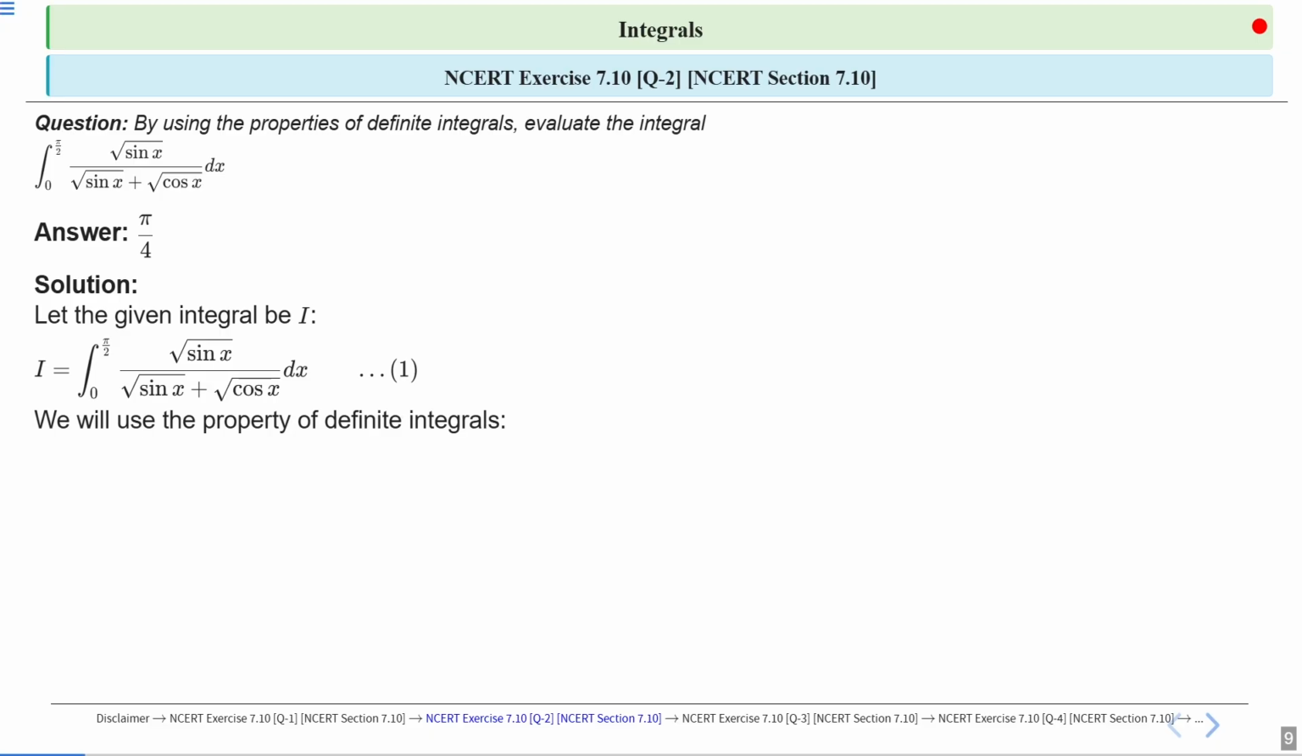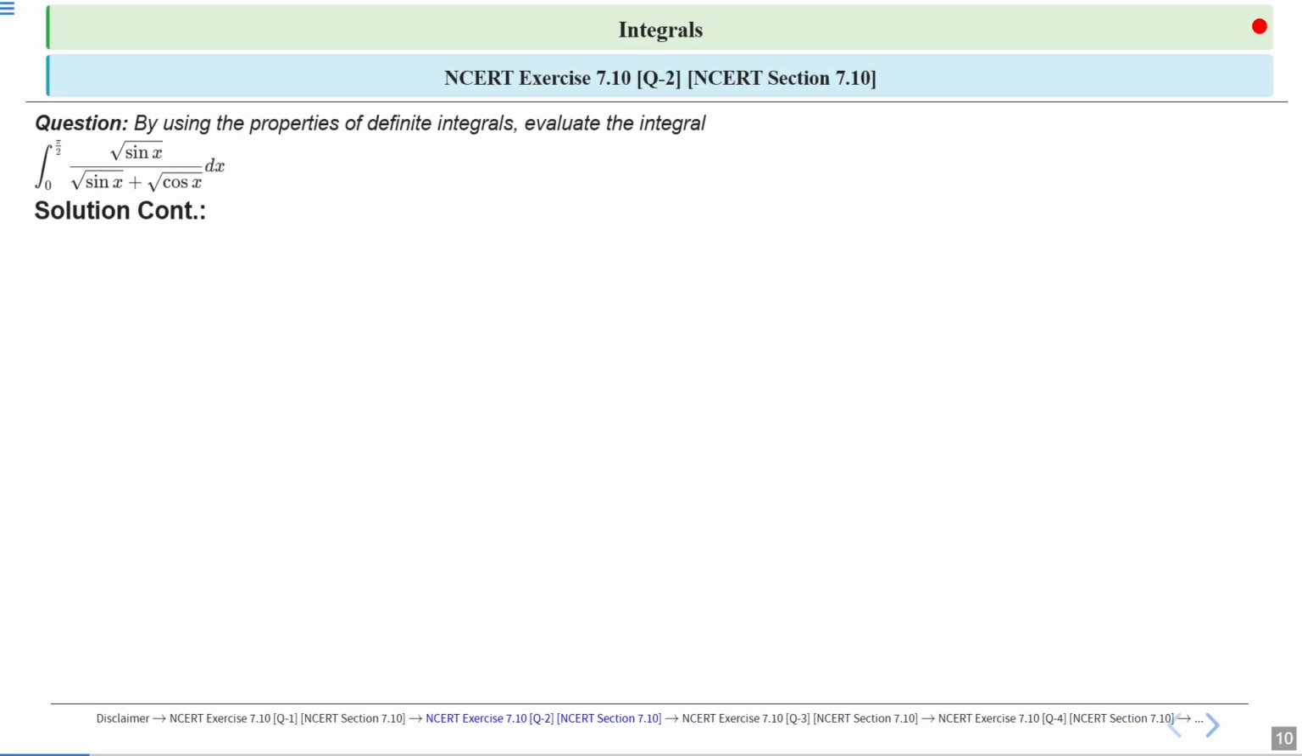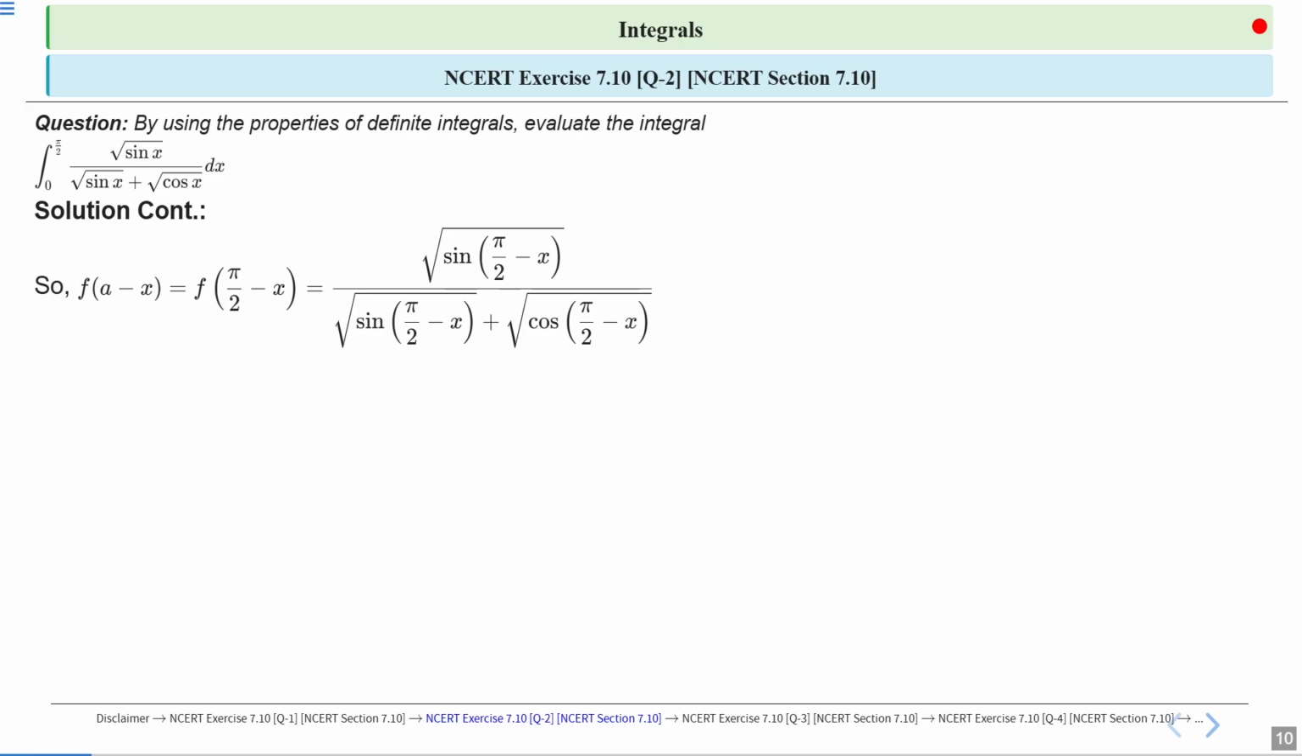Now we use the property of definite integral: the integral from 0 to a of f(x) dx is equal to the integral from 0 to a of f(a minus x) dx. So here a is equal to pi by 2 and f(x) is equal to root under sin x by root under sin x plus root under cos x. So f(a minus x) is equal to f(pi by 2 minus x). So we get root under sin pi by 2 minus x by root under sin pi by 2 minus x plus root under cos pi by 2 minus x.